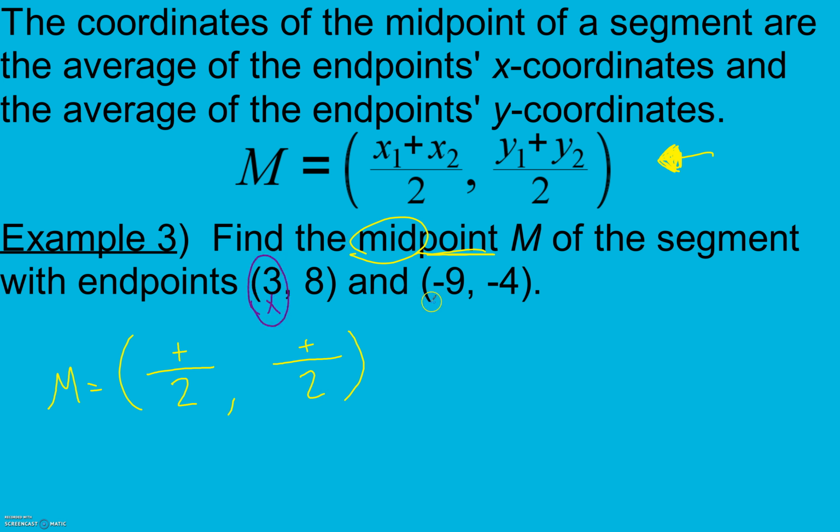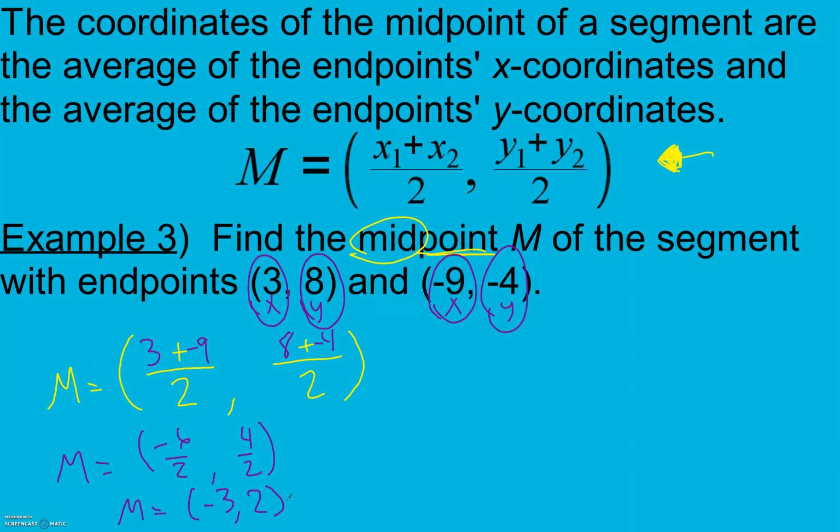Again, we're looking for the middle, we're looking for the average. X's are the first coordinates, so 3 plus -9. Y's are our second coordinates, 8 plus -4. We're going to add first, negative 6 divided by 2, and positive 4 divided by 2. And then we reduce. I get negative 3, positive 2. So the point that's directly in the middle of 3, 8, and negative 9, negative 4 is negative 3, 2.